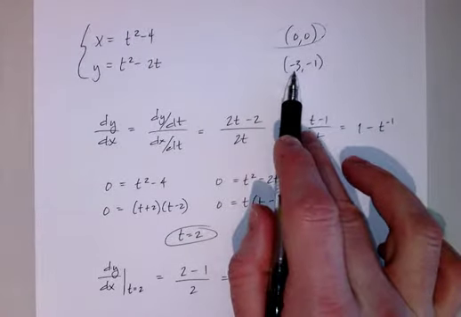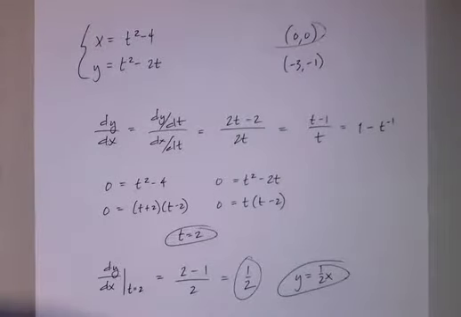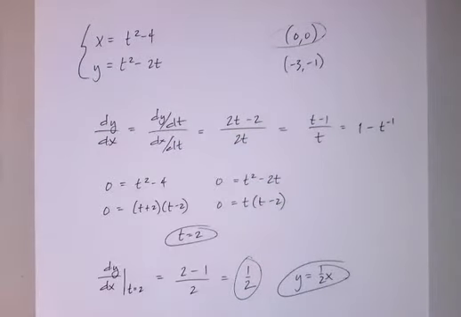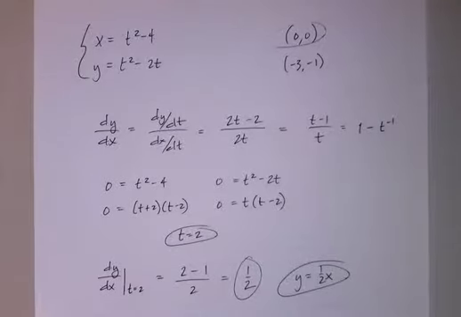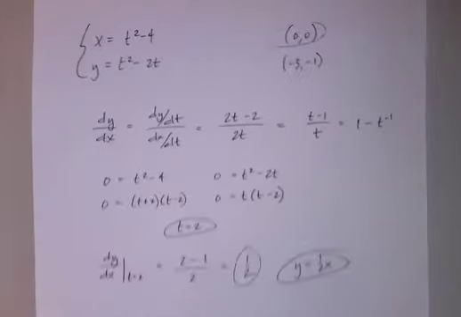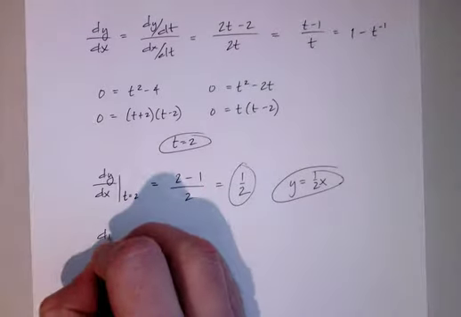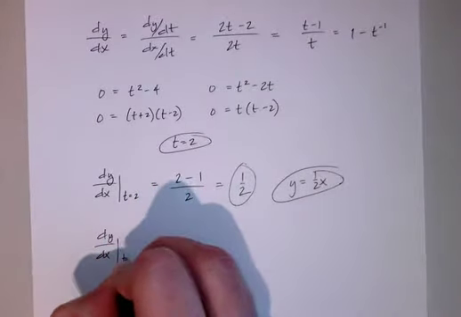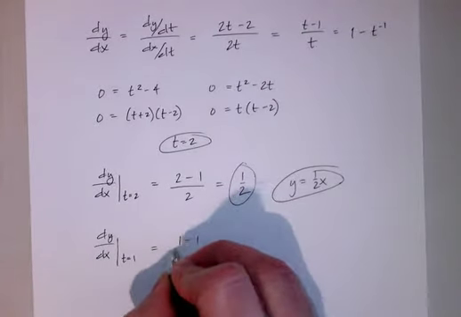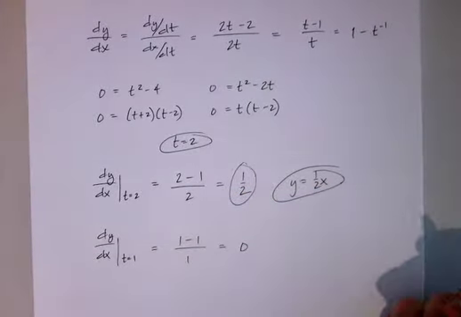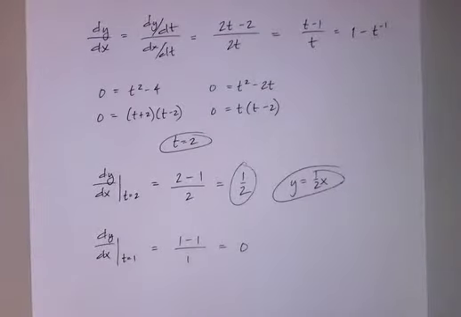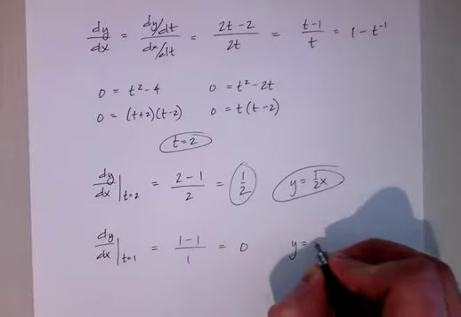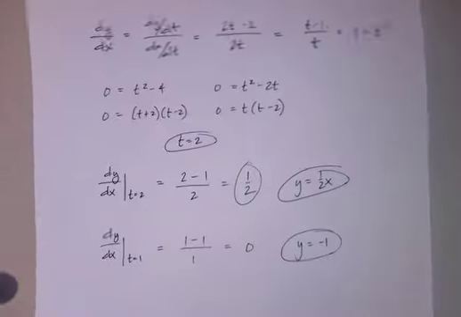I would do exactly the same thing with -3, -1. I would set -3 equal to t squared minus 4. I would set -1 equal to t squared minus 2t, and I would find the t value that actually gives me those values. Now it's going to be t is equal to 1, okay? And so if I evaluate dy dx at t is equal to 1, I'm going to get 1 minus 1 over 1, or 0. Okay, so if my slope is going to be 0 and it goes through -3, -1, then I know that it's going to be y is equal to -1, right? Because it's a horizontal line.